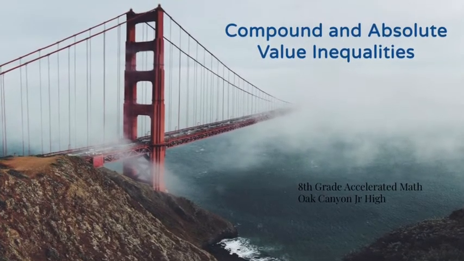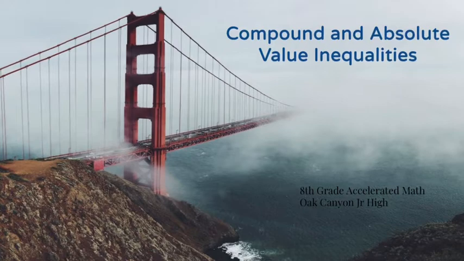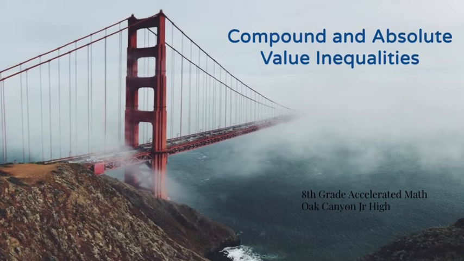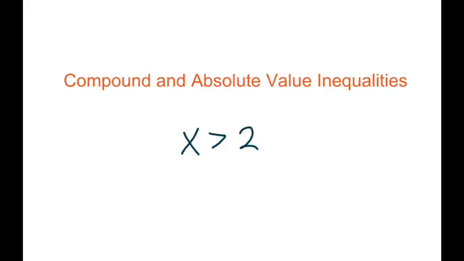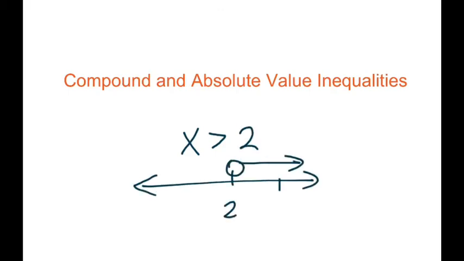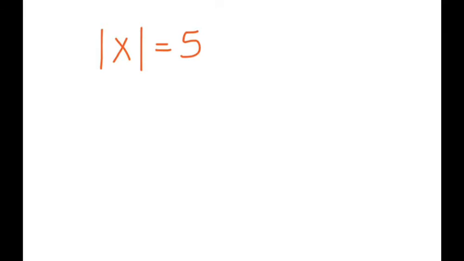This lesson is about compound and absolute value inequalities. So you learned about inequalities before, and so you know things like x is greater than 2, and we graph it on a number line, open circle, going that way. And so we're going to talk about when you have more than one inequality at a time. And then as a little prerequisite for absolute value inequalities, we need to talk about absolute value equations.